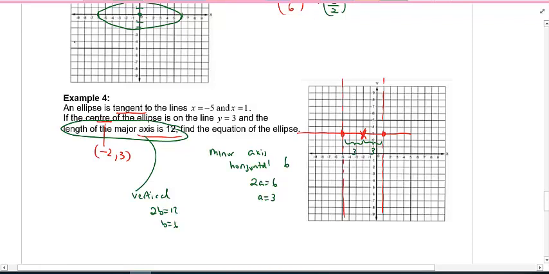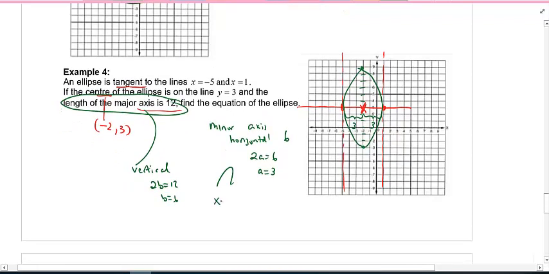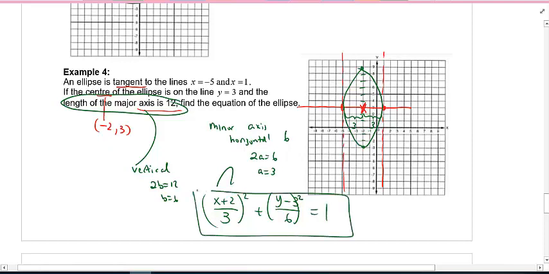Let's go 6 units. 1, 2, 3, 4, 5, 6. Stop. 1, 2, 3, 4, 5, 6. Stop. Ta-da! Ooh, that didn't look so good. You get the idea. And then we can find the equation then. (x plus 2) all over 3, all squared, plus (y minus 3) all over 6, all squared, equals 1. Done.